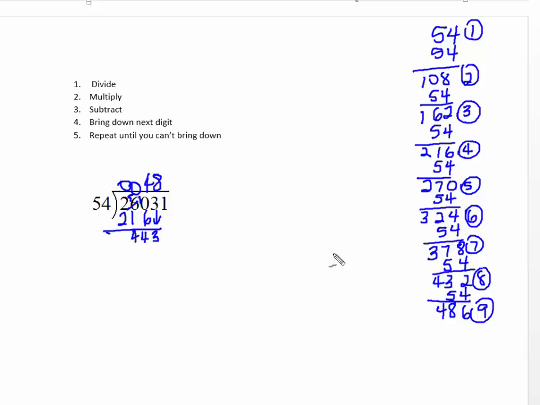8 times 54, it's right there. So we're going to put that in there, 432. So again, I'm going to subtract, and then I'm going to bring the next number down. So as I go through, I'm going to look again: how many times does 54 go into 111? If I go up to 162, that's too high, so I'm going in twice. 2 times 54 is 108. I'm going to subtract, and there's nothing else to bring down, so that is my remainder.